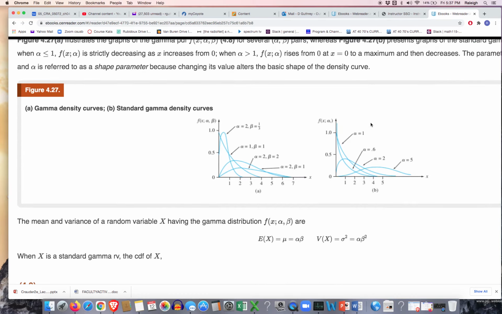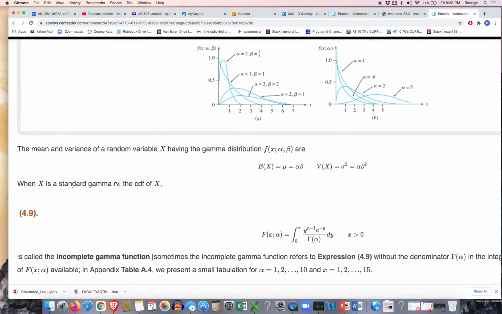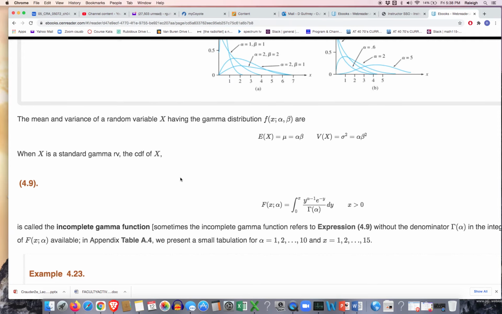Okay, so the mean and variance of the random variable x is as follows. E of x is equal to alpha times beta. Variance of x is alpha beta squared, and standard deviation will be beta times the square root of alpha. So once again, a lot of similarities. And when x is a standard gamma RV, then beta is 1, and you would have mu equals just alpha, and variance would equal just alpha again. So we've seen that one already, as it turns out.